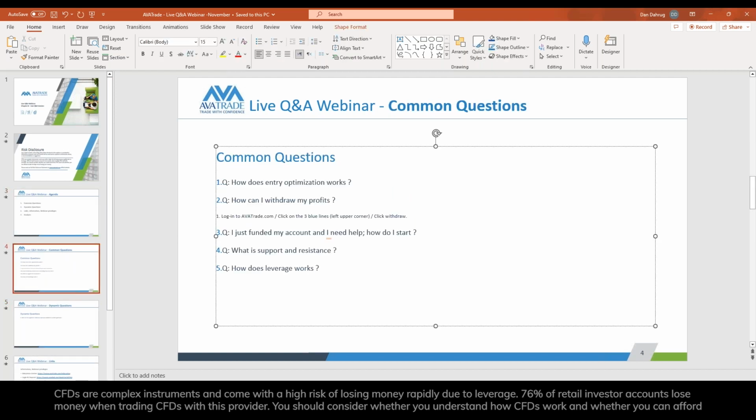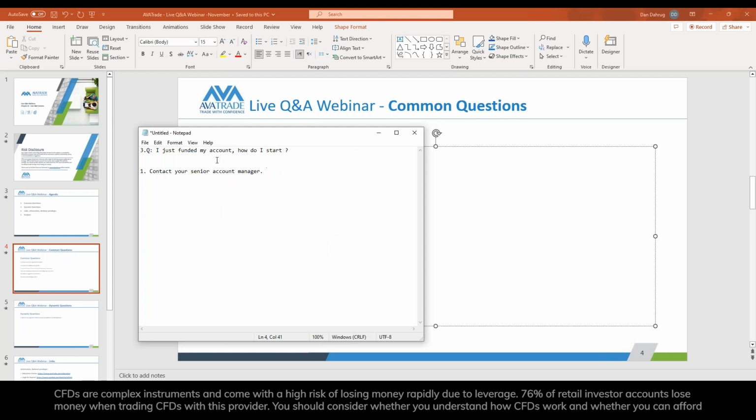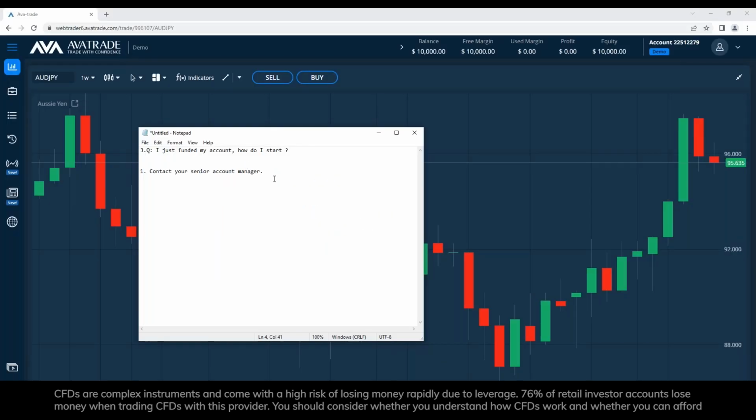Okay, so the question that we took was how do I start, right? Somebody funded his account. Is he obviously a beginner? Actually, it's not written here as a beginner, but we're gonna assume. So first one, contact your account manager. Second, choose a market to focus.